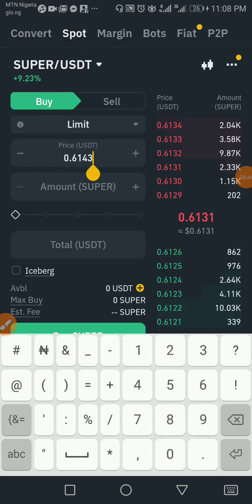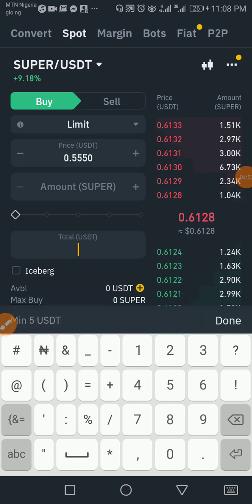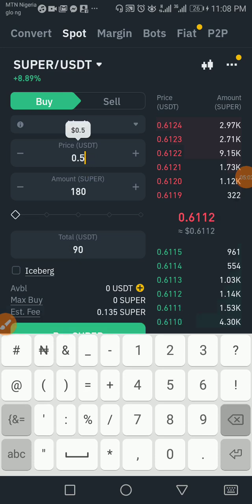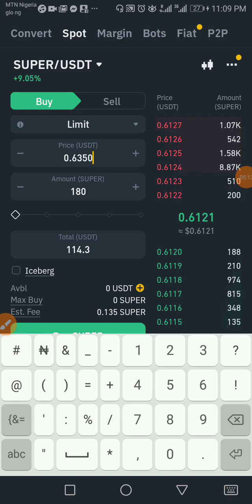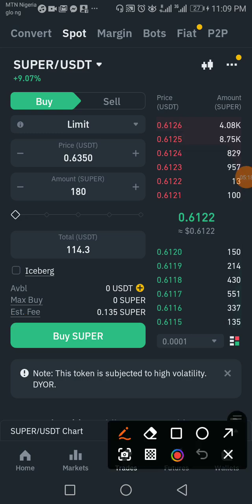So we are going to buy at 0.5550, worth 100 USDT, and when we get to the sell section we are going to sell at 0.6350. Guys, can you see we've got a whopping profit of 14 USDT. We've got a profit of 14 USDT right here.